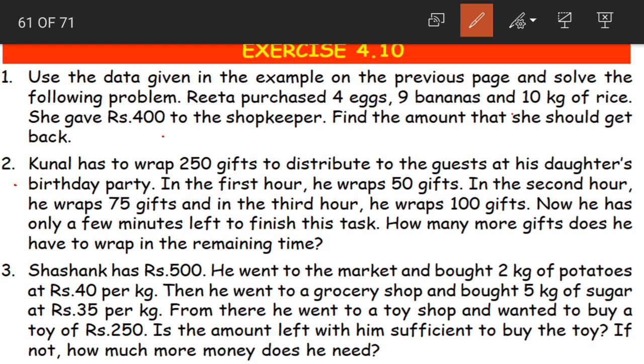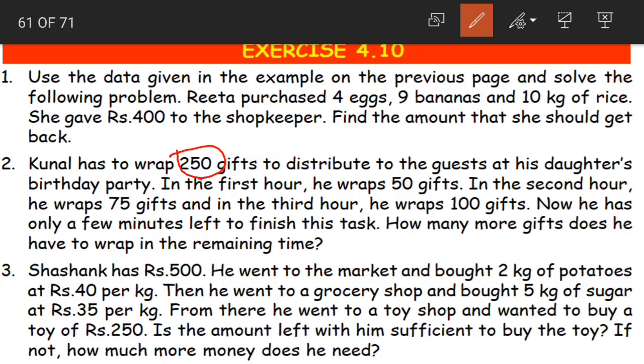Coming to question 2. Kunal has to wrap 250 gifts to distribute to the guests at his daughter's birthday party. In the first hour, he wraps 50 gifts, in the second, 75, and in the third, he wraps 100 gifts. Now he has only a few minutes left to finish this task. How many more gifts does he have to wrap in the remaining time? Yes, this is very simple, children. If you understand, what was the total? He had to wrap 250 gifts.